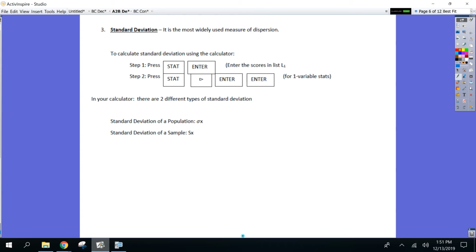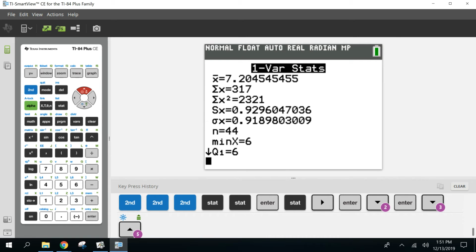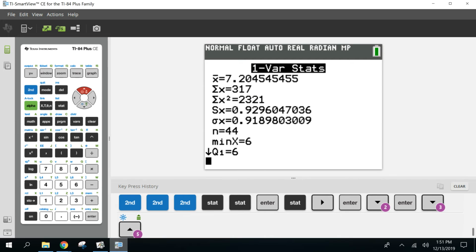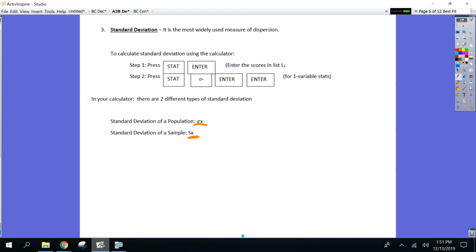Okay, on your 1-var stat screen, there are 2 standard deviations. Does everyone see σx on their stat screen? σx, everyone sees it? And then there's a sample one, which is Sx. Everyone see that one? Okay, so there's 2. I will need you to know what they're called. So the sample is Sx, population is σx. I call it the OX for population standard deviation. OX looks like the word OX. Okay, good. If a problem does not specify which one it wants, we use population.